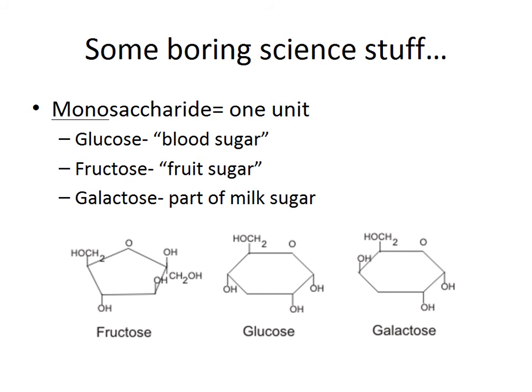So some general science behind the carbohydrates. The main units are called monosaccharides, which are made of one unit. There's glucose, which is the picture in the middle, which is the sugar found in your blood. Fructose, the one on the left, that is the sugar found in fruit. And then the one on the right is called galactose. That's one part of the disaccharide that is milk sugar. So these are generally one unit carbohydrates.